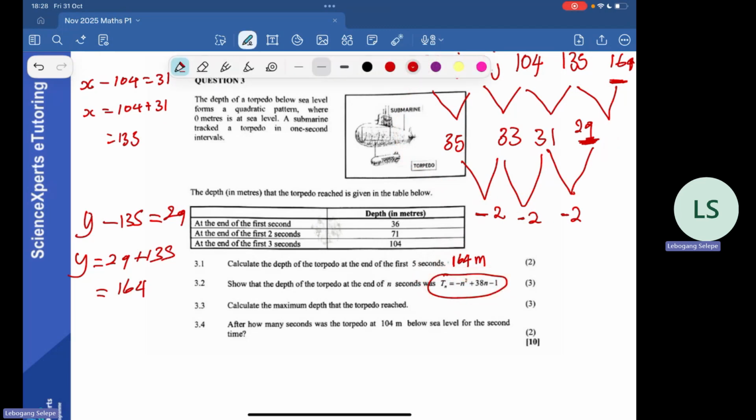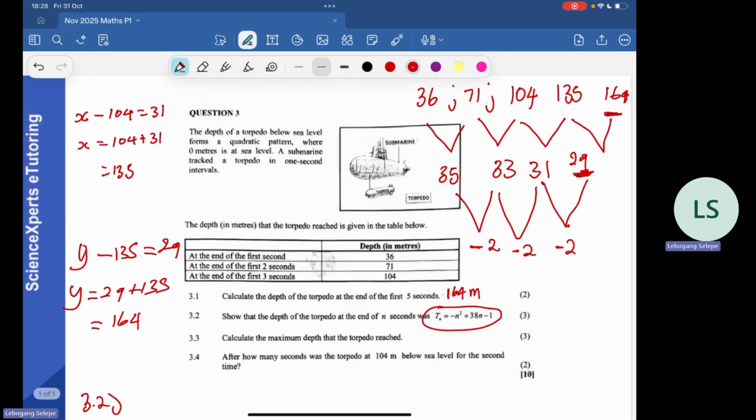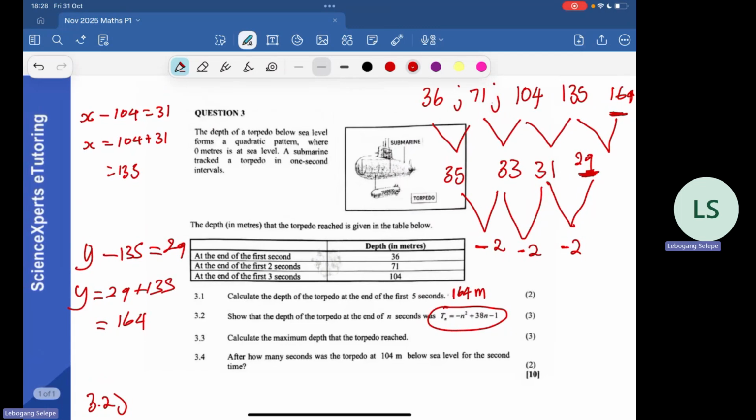So let's move on to 3.2. They say to show that the depth of the torpedo at the end of the nth second is given as that. So the pattern shows how the depth of the torpedo changes with time. We know that this value here, the constant second difference, is equal to 2A. So this is the value of 2A.